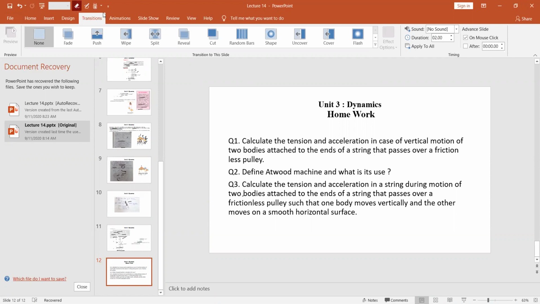Then question number two is very simple. You just have to define the Atwood machine and what it is used for. Right, I already told you in the previous slide. Question number three is to calculate the tension and acceleration in a string during motion of two bodies attached to the ends of a string that passes over a frictionless pulley, such that one body is moving vertically and the other moves on a horizontal surface. That is the case that we just studied. So this is basically your homework.